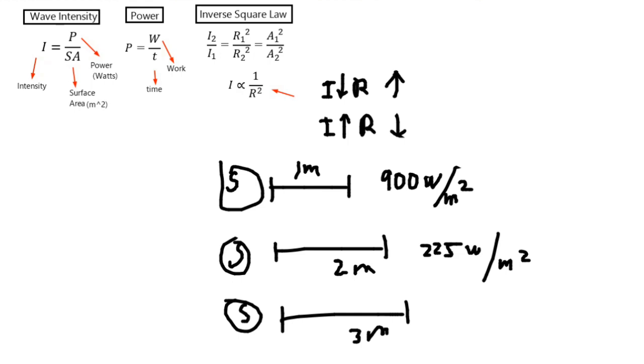And if the distance is much farther, it's going to be 100 watts per meter squared. So as we can see here, they are inversely proportional, inversely related to each other. Let me just write some notes here. I is going to be the intensity, R is going to be the distance, A is going to be the amplitude. So that's basically it.